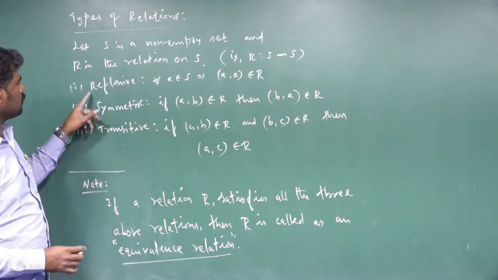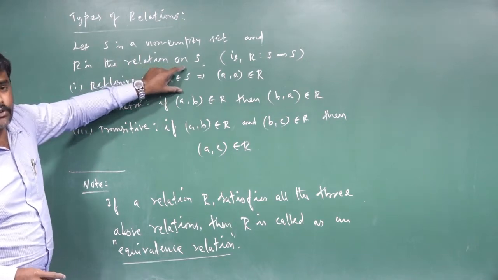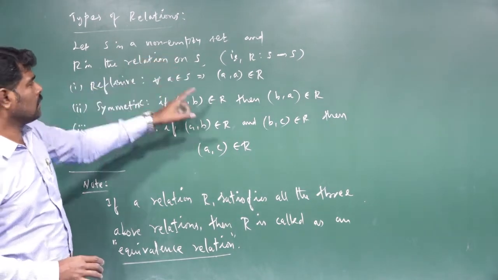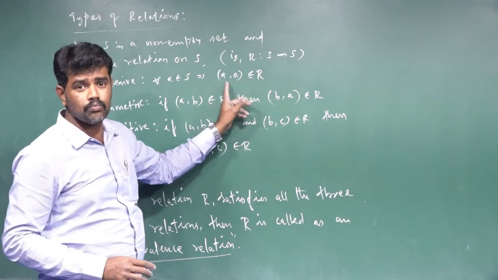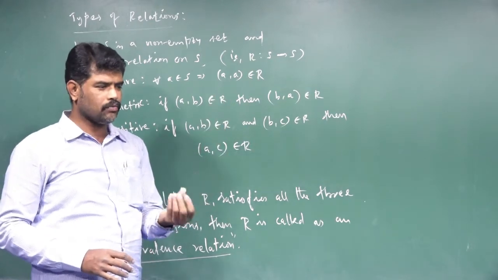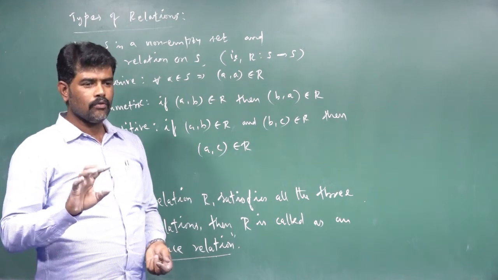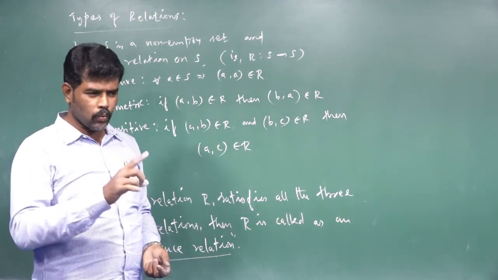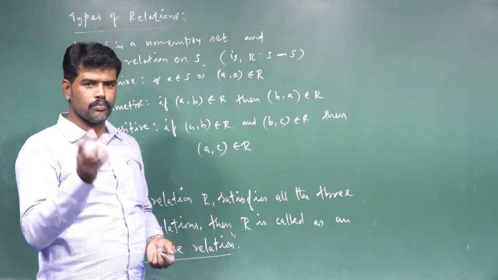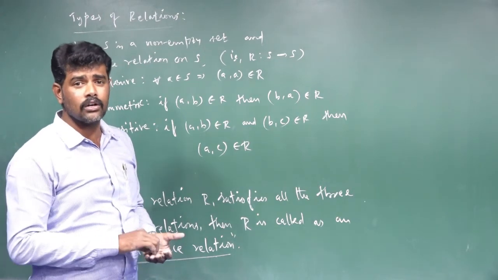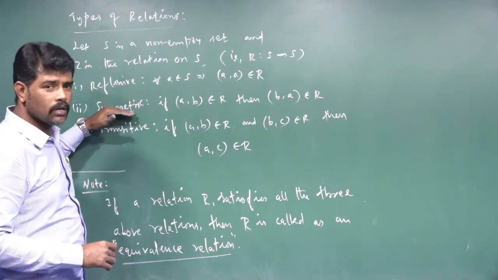So reflexive means for every a belongs to S, the pair (a,a) should belong to R. Suppose S has 5 elements, for example 1, 2, 3, 4, 5. Then 5 pairs should be there: (1,1), (2,2), (3,3), (4,4), (5,5). If all the 5 pairs are in the relation R, then R satisfies the condition of reflexive.